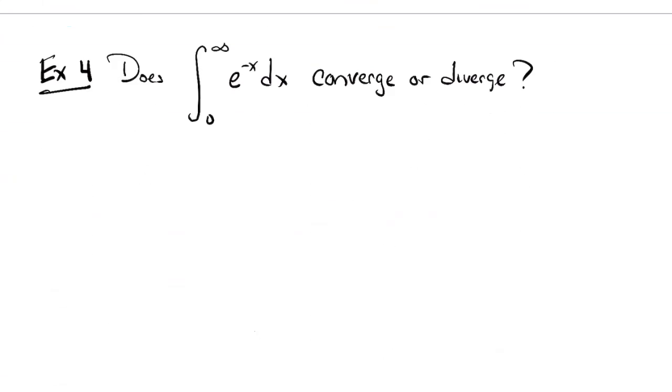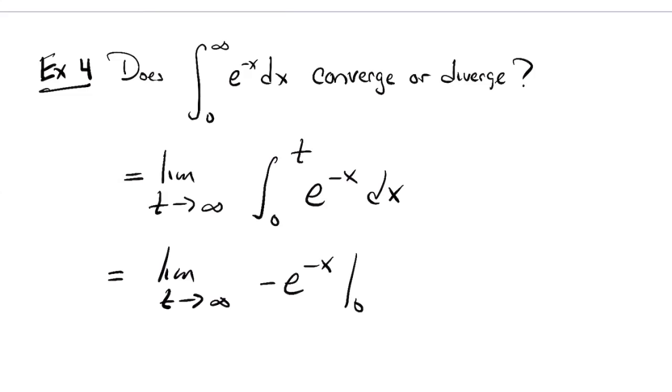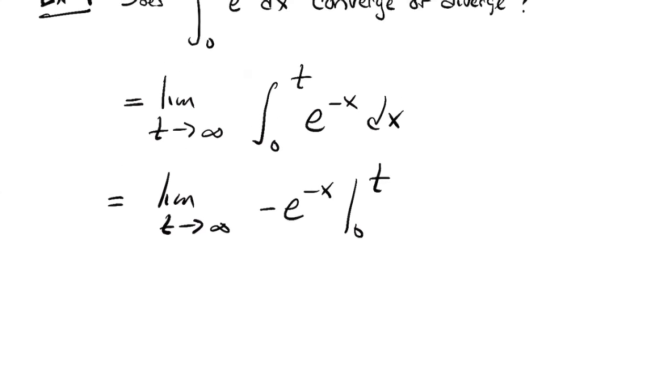How about something like this? Everything we've done has been power rule. Let's do a quick example where we don't have the power rule. Here it's an exponential. The definition is the same. The lower limit is not a 1 this time, but that doesn't matter. We're still going to take the limit as t goes to infinity. In this case, it's the integral from 0 to t of e to the minus x. So we have to take the antiderivative. The antiderivative of e to the minus x is minus e to the minus x, from 0 to t.